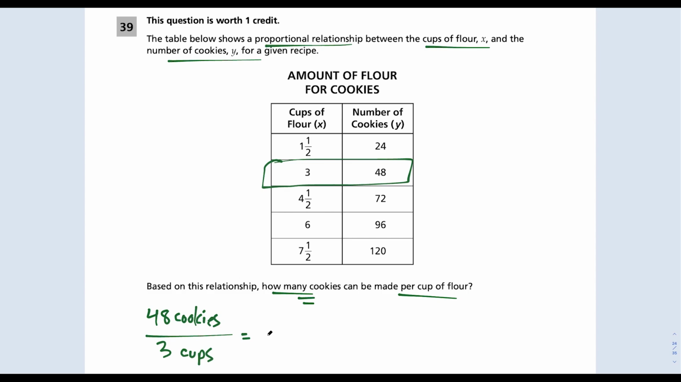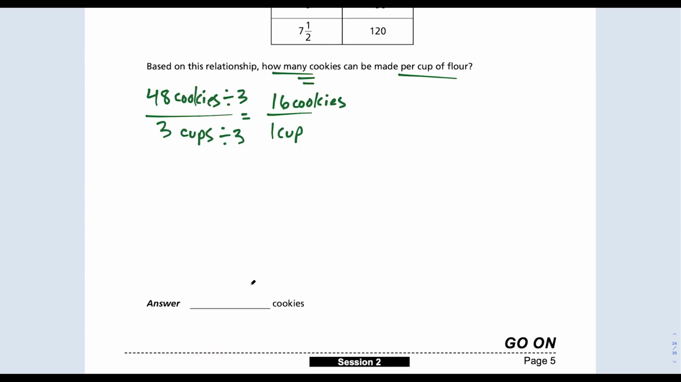For this, if we want to get 1 cup of flour, what you could think of here is how do you get from 3 cups to 1 cup? We would have to divide by 3. And if I divide the bottom by 3, I would have to divide the top by 3 as well. 48 divided by 3 is 16. So we're going to get 16 cookies for every 1 cup of flour. So we could just record our answer: we're going to get 16 cookies.